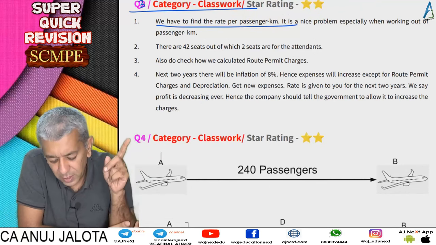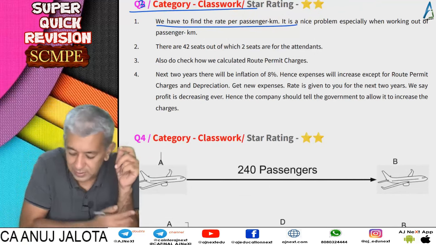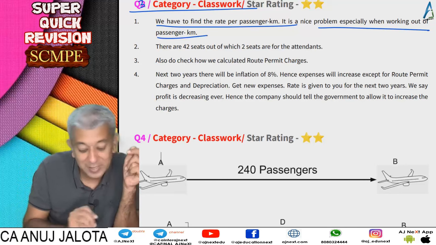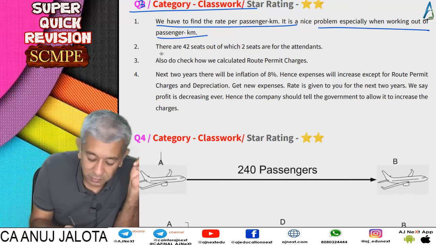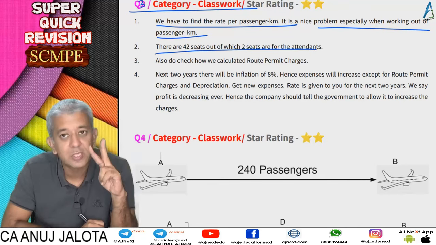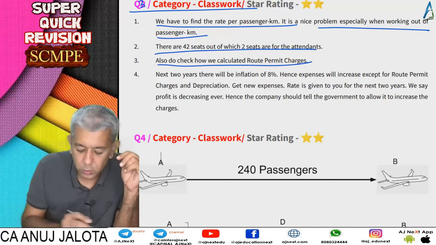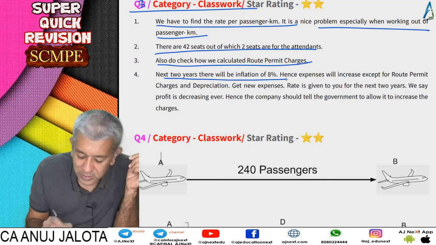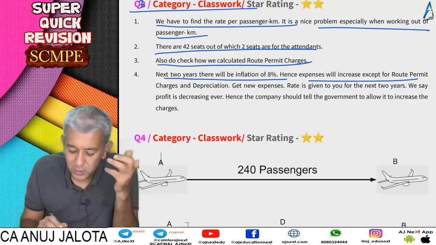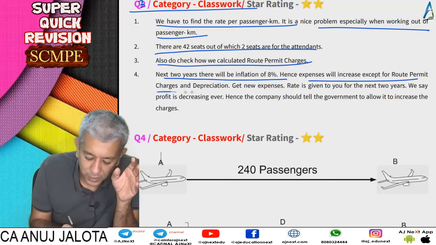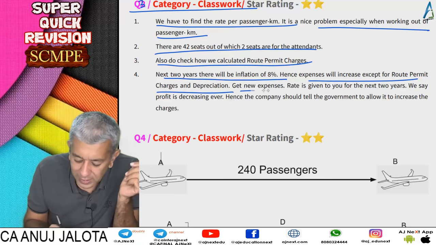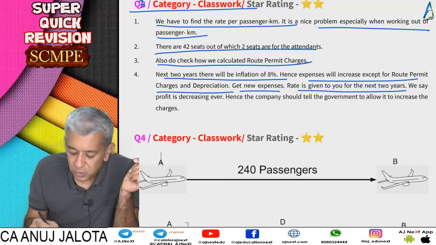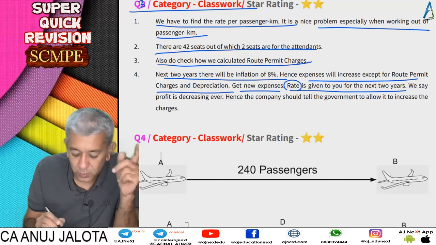We have to find out the rate per passenger kilometer. It's a nice problem, especially when working out passenger kilometers, so just be careful of that. There are 42 seats, out of which 2 seats are there for attendants. Also do check how we have calculated route permit charges. That I explained to you. For the next 2 years, there will be inflation of 8%. Hence, all expenses will increase by 8% except route permit charges and depreciation. Get the new expenses. The rate is given to you for the next 2 years. Rate means the charges that we are going to charge the customer.